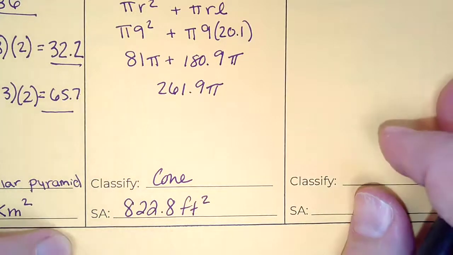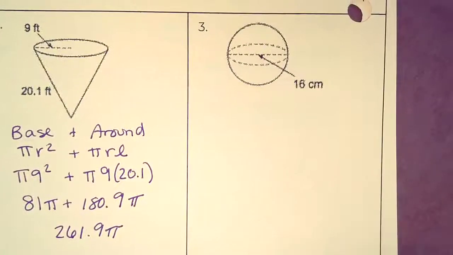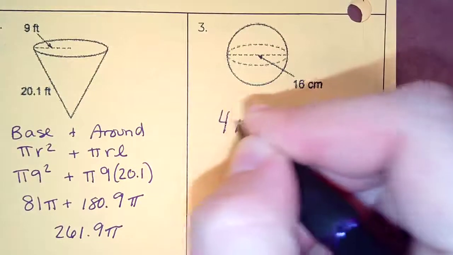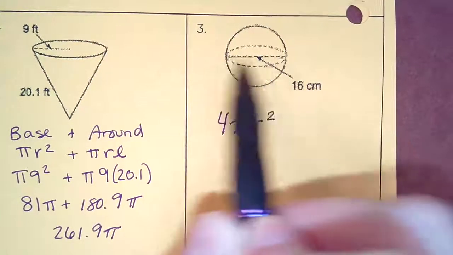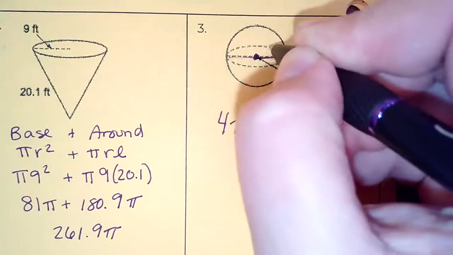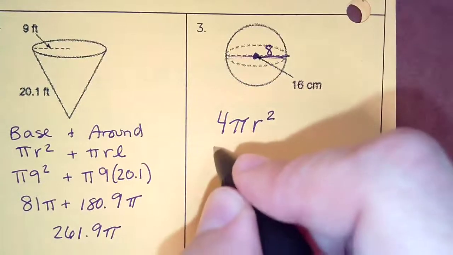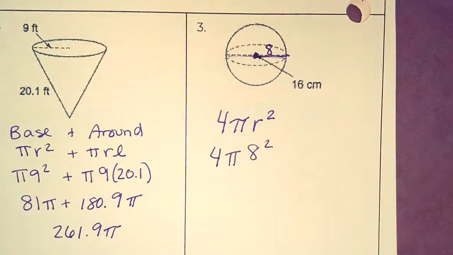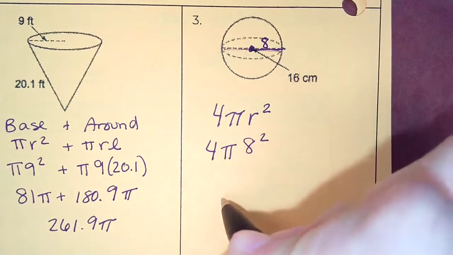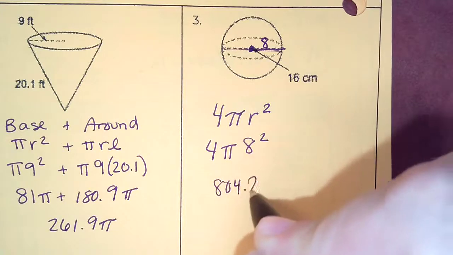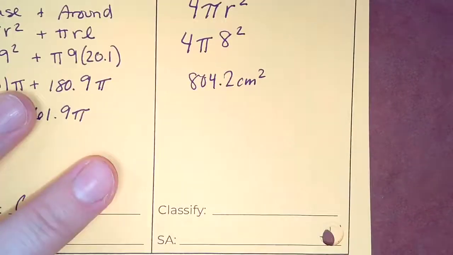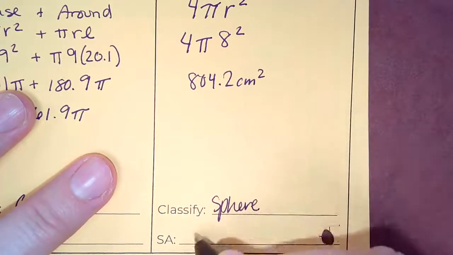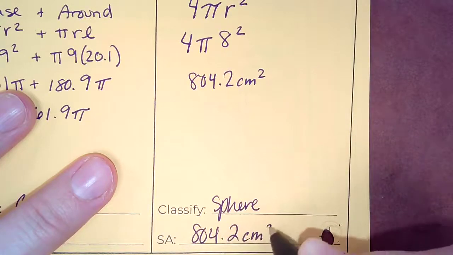Number 3 is a sphere. So our formula is 4 pi r squared. This 16 is representing your diameter. So a radius from here to here would be 8. So 4 pi 8 squared. Plug that into your calculator. You should get 804.2 centimeters squared.